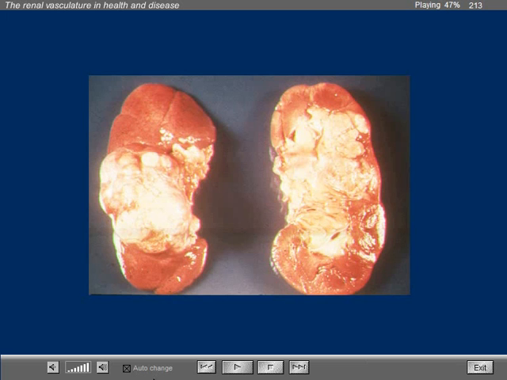So fat is a normal finding or can be abnormal in the presence of benign and malignant conditions of the kidney.